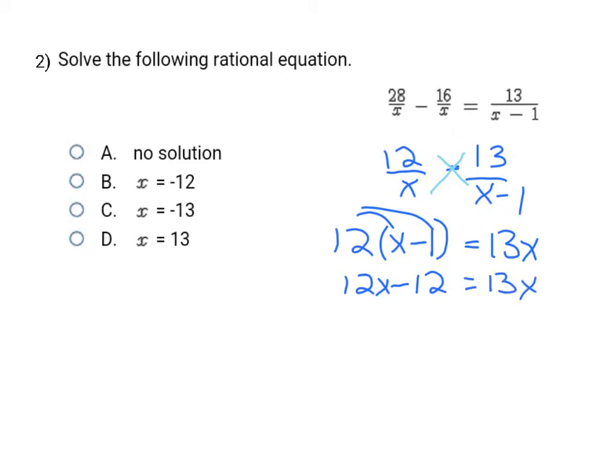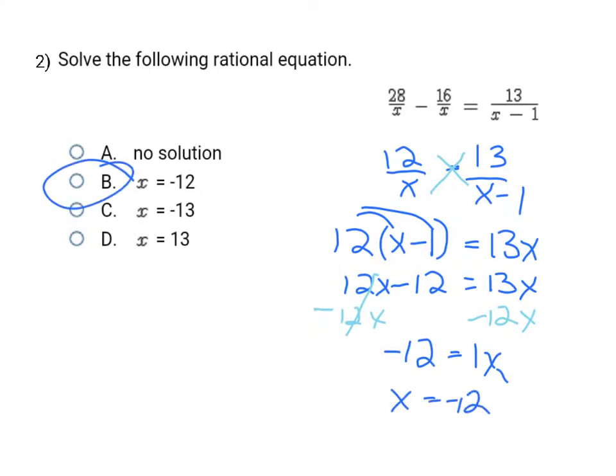And then I'm going to subtract 12x from both sides. And these cancel. And I'm left with negative 12 equals 1x, which is the same as just x. So here, x is going to equal negative 12. So that makes my final answer B.